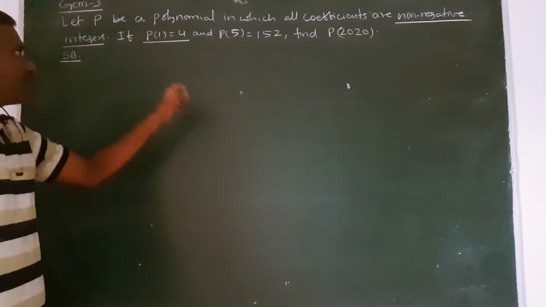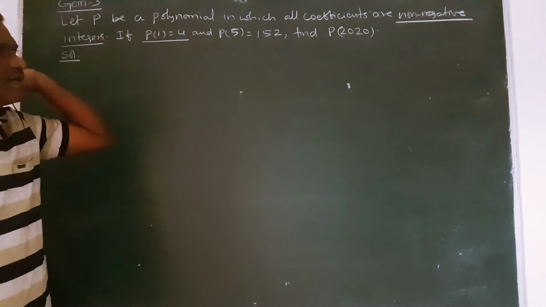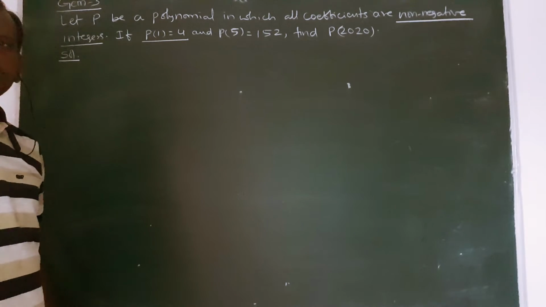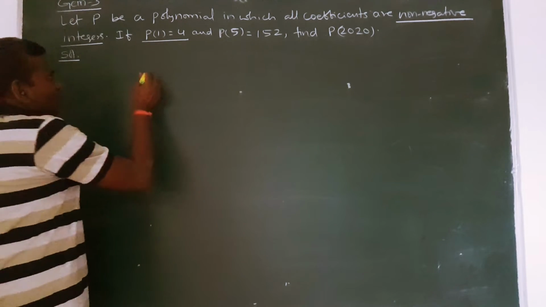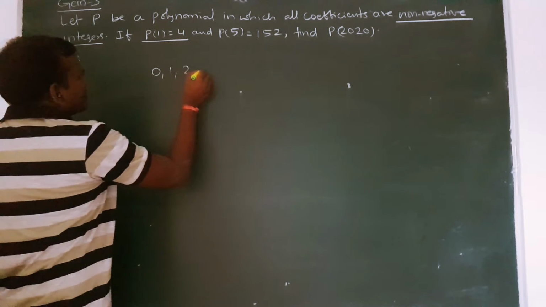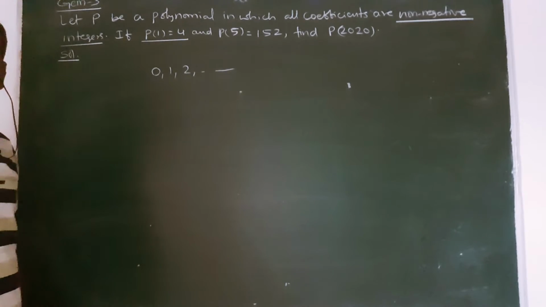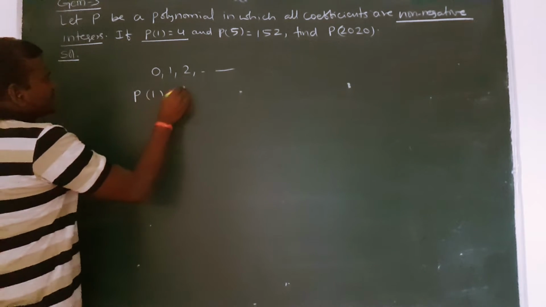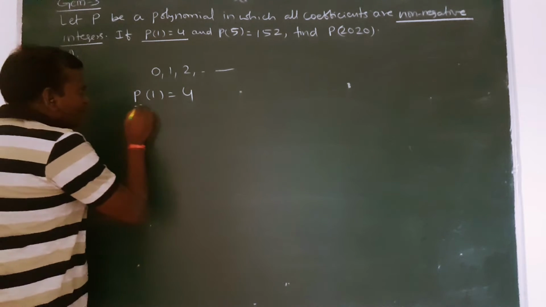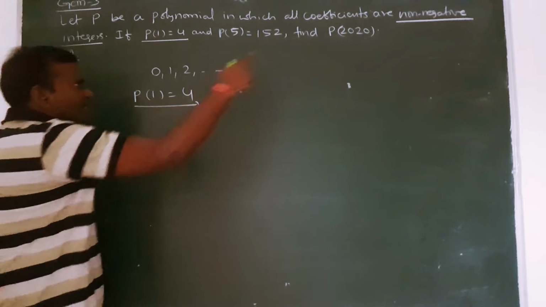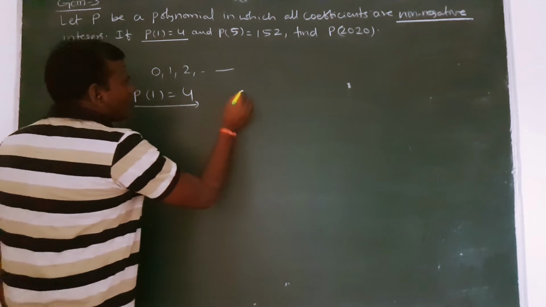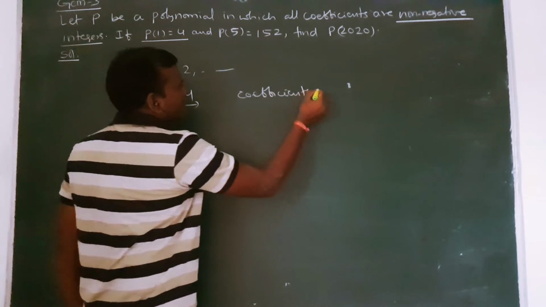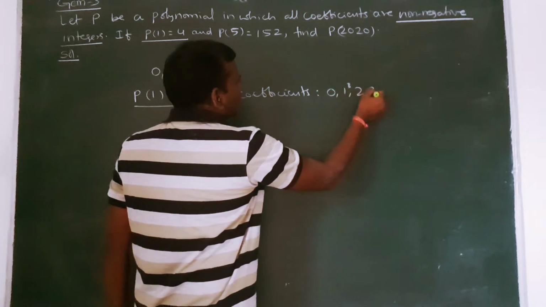So this is the hint. P is a polynomial and all the coefficients are non-negative integers. Non-negative integer means what should the coefficients be? The coefficients should be 0, 1, 2, 3 and so on. And also P of 1 is equal to 4 is given, and the coefficients are non-negative, so the coefficient should be 0, 1, 2, 3, 4 only.